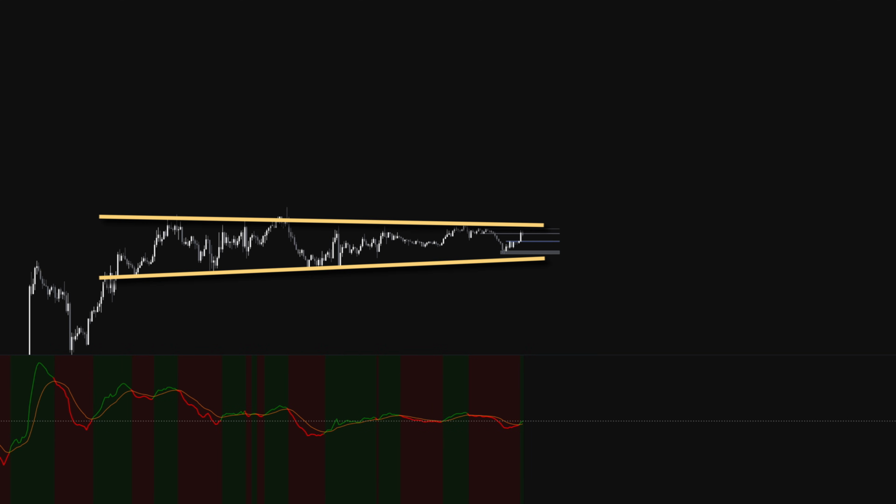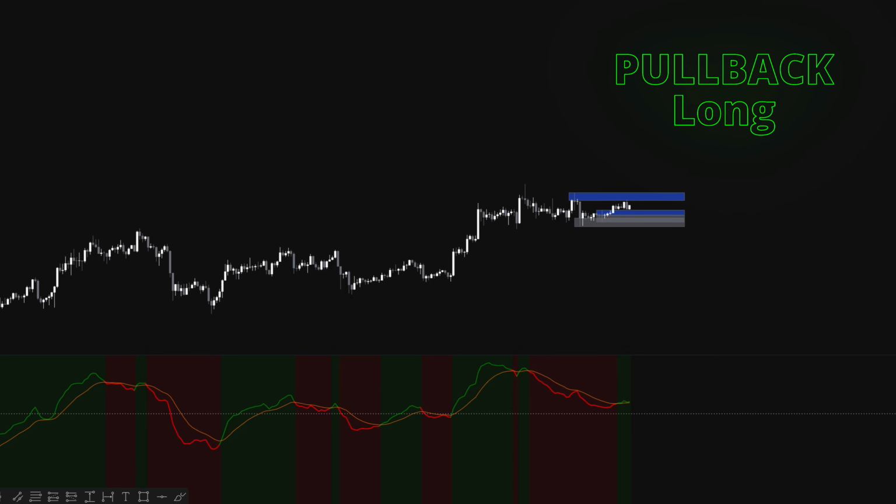If the trend isn't clear, we wait. If price is consolidating in a range, we're not forcing anything. We wait for it to break out of that consolidation, and then we wait for the pullback. Let me walk you through a long setup.